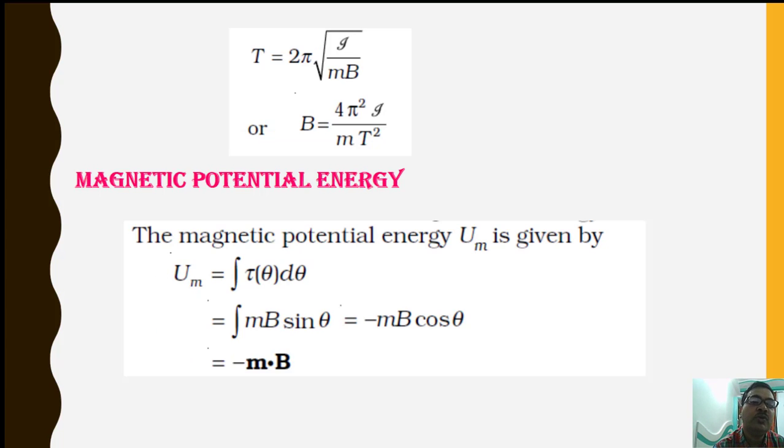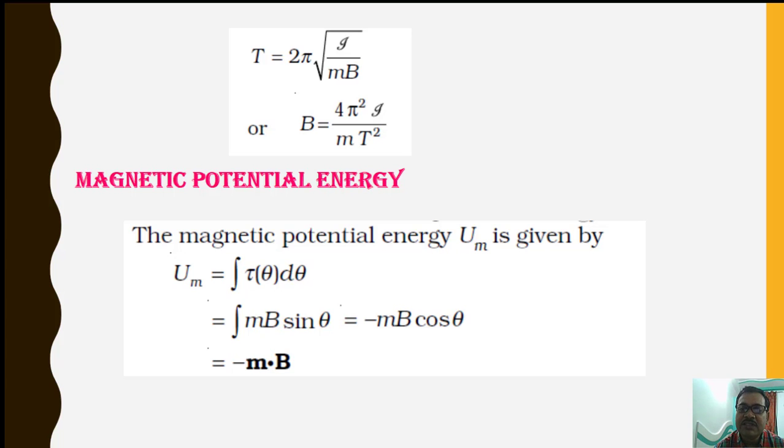So T equal to 2 pi upon omega. We substitute the value of omega equal to under root mB upon I. So we get expression T equal to 2 pi under root I upon mB, or by squaring we get the expression B equal to 4 pi square I upon mT square. This formula is very important when we solve the examples. First example is based on this formula, B equal to 4 pi square I upon mT square.